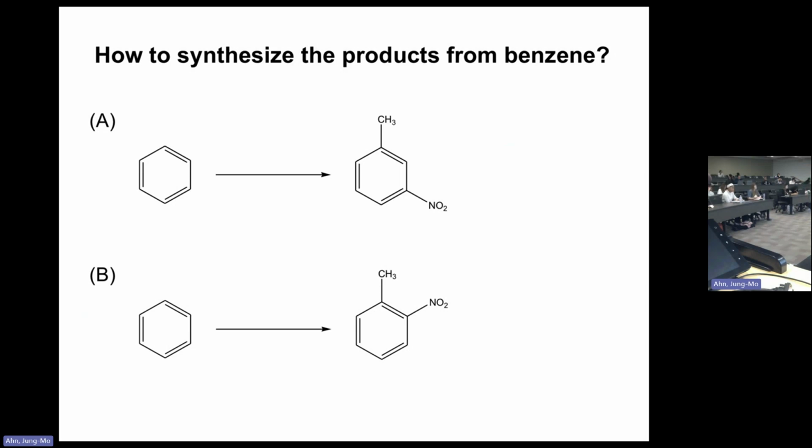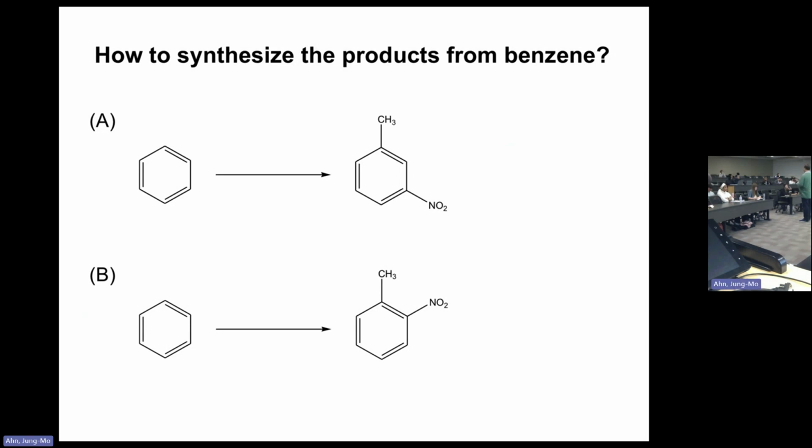right? That you can add methyl groups there. Nitro groups is a nitration reaction. So you know those two conditions. But because you've got to do two reactions, what matters is which one you're going to do first.